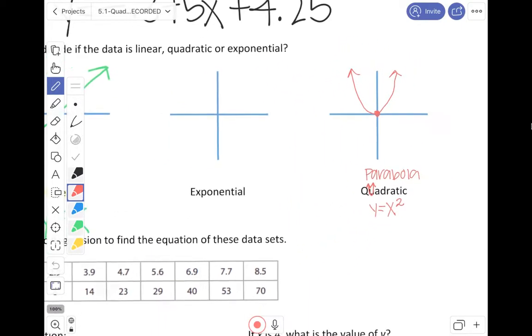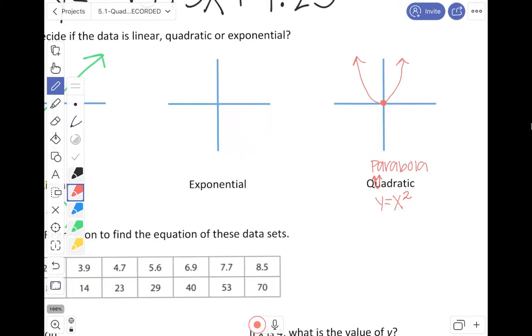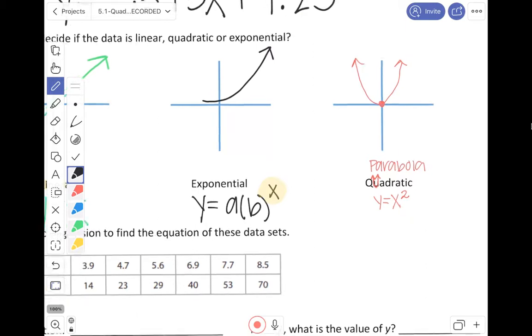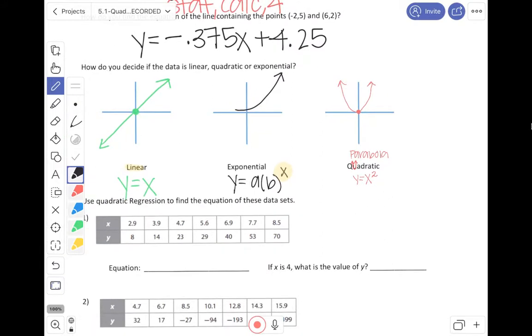If I look at exponential, this is the one we just got done talking about. This parent function is y equals a times b to the power of x. And this power of x here is what makes it exponential. It's got the variable as an exponent. And exponential functions grow like this. So it's not growing at a constant rate.